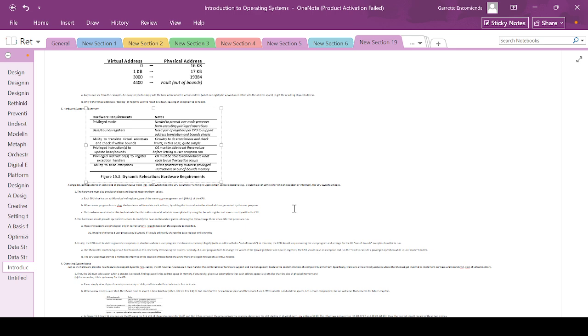Base and bound registers need a pair of registers per CPU to support address translation and bound checks. Just like I mentioned, the CPU must have this inherent capability to handle base and bound registers, the ability to translate virtual addresses and check if they are within bounds. Circuitry to do translation and check limits, in this case quite simple.